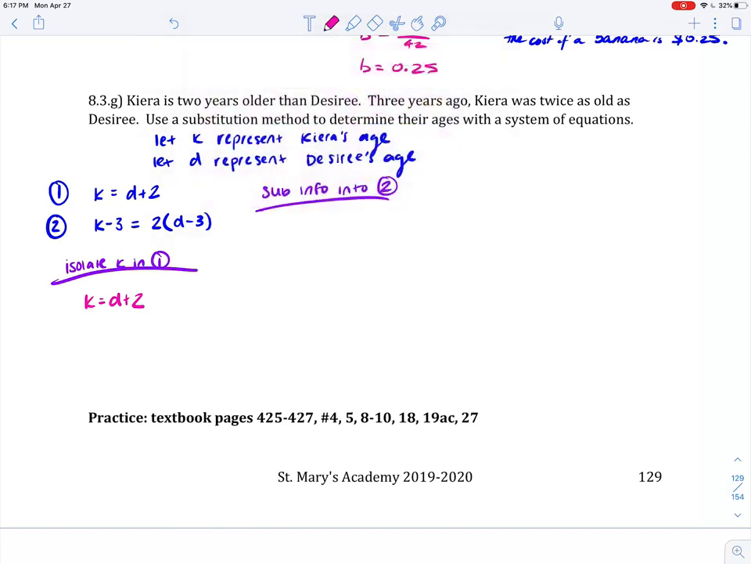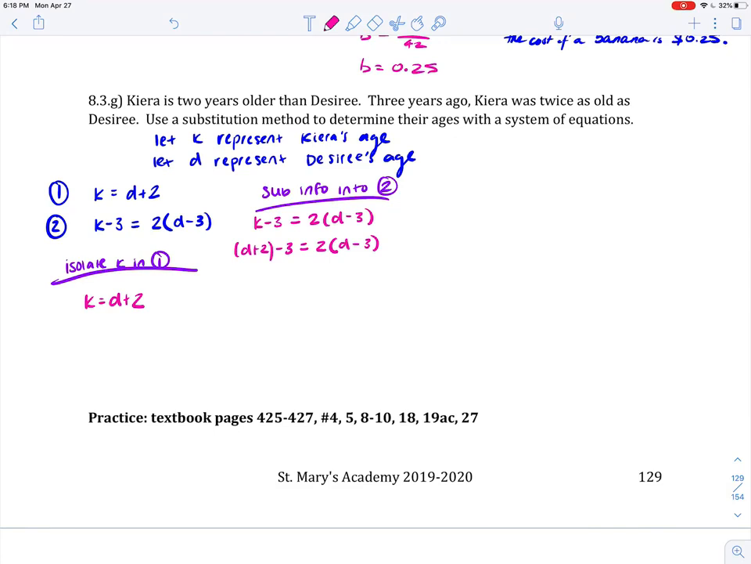Step 2. We are going to substitute that info into equation number 2. We can't substitute it into equation number 1 because that's where we isolated from. We'd get nowhere. We'd essentially have what we started with. So, I'm going to have my equation 2. K minus 3 is equal to 2 times D minus 3. Every time I see a K, I'm going to put D plus 2 is equal to 2 D minus 3.